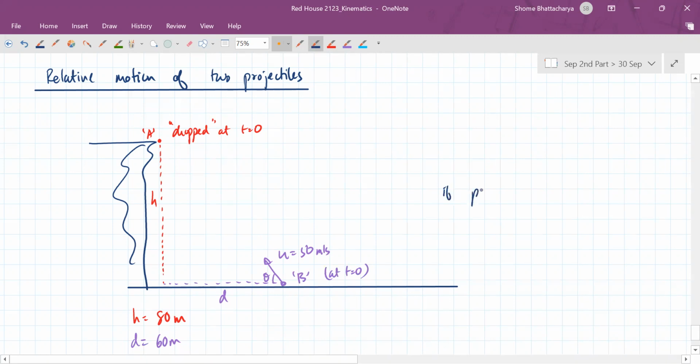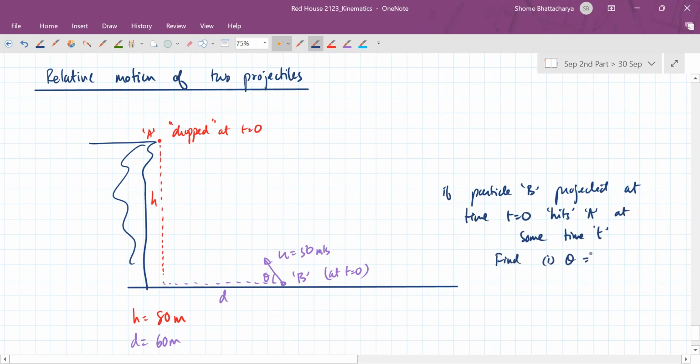So if the particle B, projected at time t equal to 0, hits A at some time t, find the angle theta at which it should be projected and the time t at which it will hit. So this particle is supposed to go on a path like this. It is supposed to come down on a path like this and they collide at some time t when A is here and B is here.